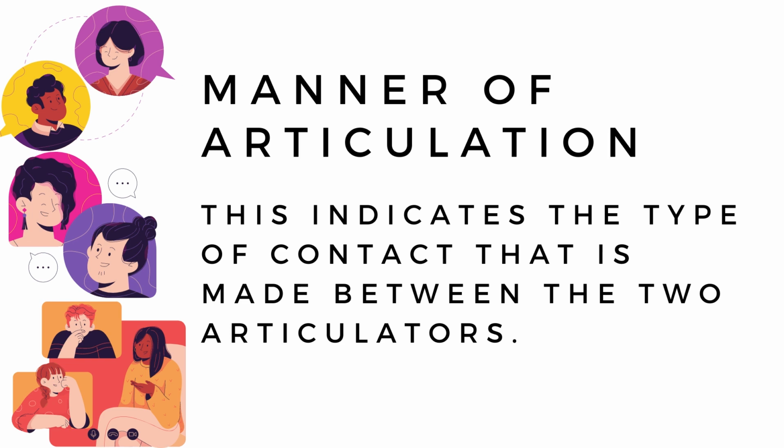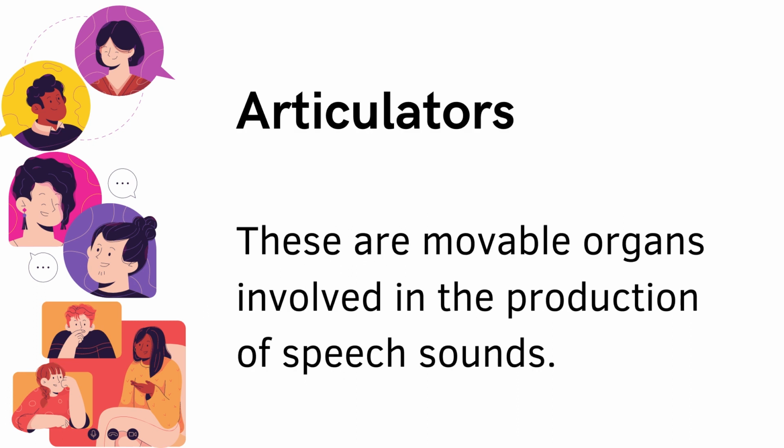The next classification for consonants is the manner of articulation. So this indicates the type of contact that is made between two articulators. So here we are talking about which organs come in contact with each other as you produce the consonant sound. So first, let us define what articulators are. When we say articulators, these are movable organs involved in the production of speech sounds.